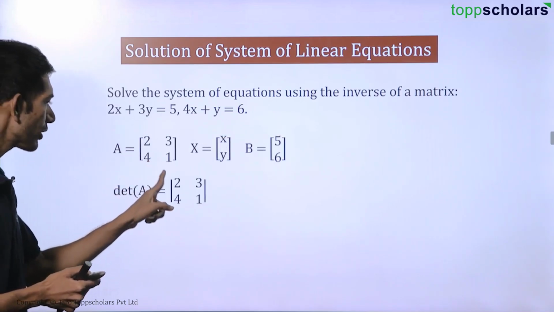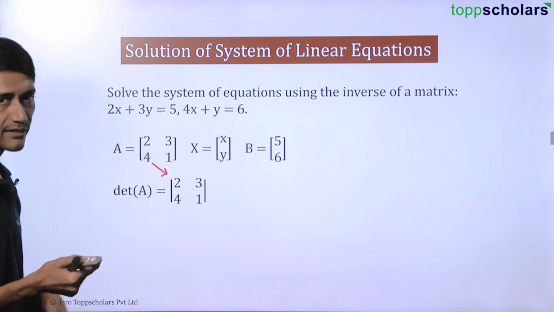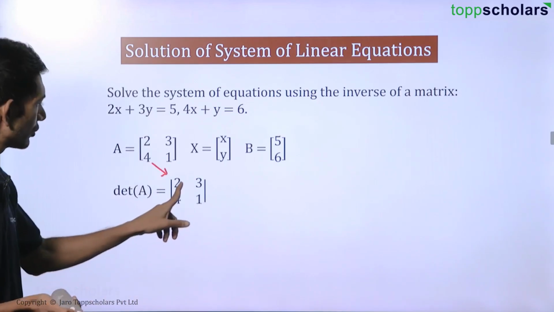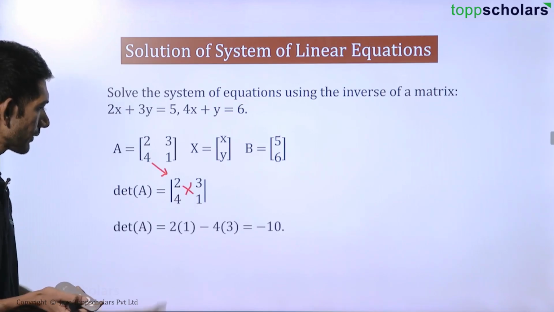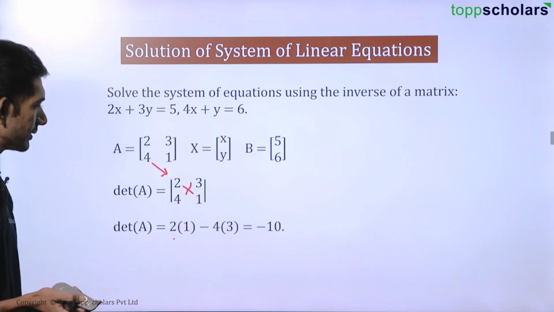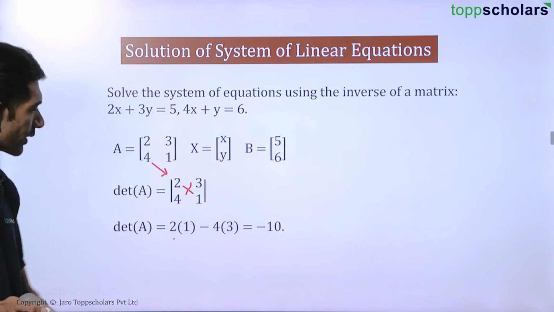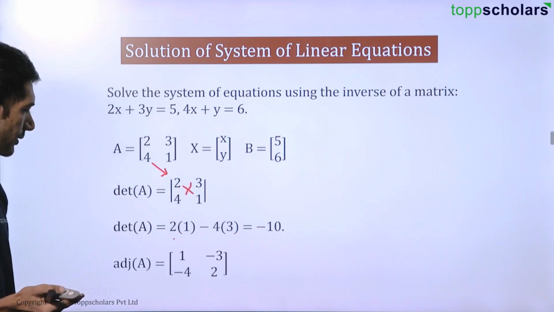Let us find out the determinant of A, because to find out the inverse of matrix A, we need to find out the determinant first. So 2 1s are 2, 4 3s are 12. So 2 minus 12 is minus 10. That is not equal to 0. That means inverse exists.